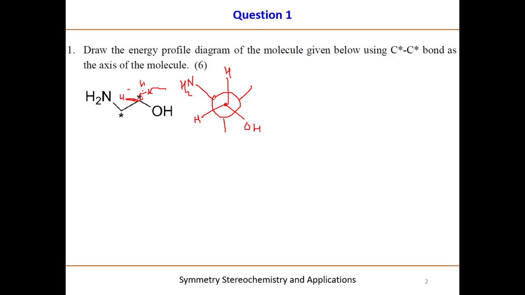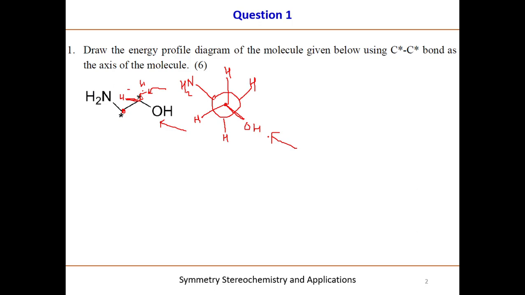If you look this way, this OH is downside, so we have taken this side. Then H and H. Now look at this carbon atom. Here the NH2 group is upside, so we are drawing it upside. From this way we are looking here. Then hydrogen, then again hydrogen. So this is the staggered form of this molecule.